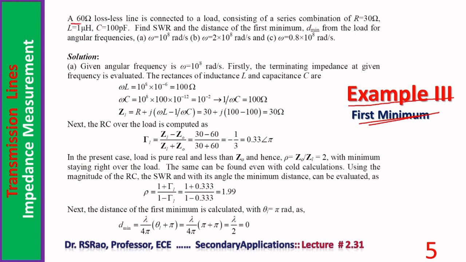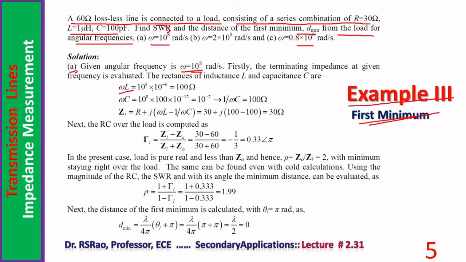A 60 ohm lossless line is connected to a load consisting of a series combination of R, L, C. Find the SWR and the distance of the first minimum, d minimum, from the load for different angular frequencies. They are given: 10 power 8, 2 into 10 power 8, 0.8 into 10 power 8. Three different angular frequencies. You are asked to find the SWR and the distance of the first minimum. First we consider A.